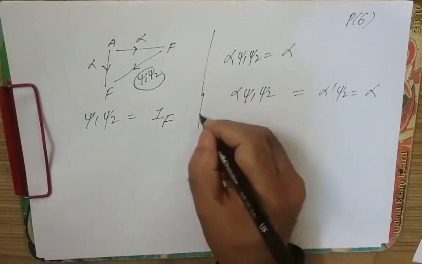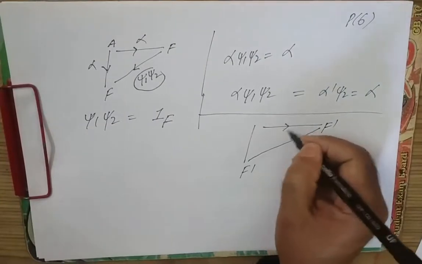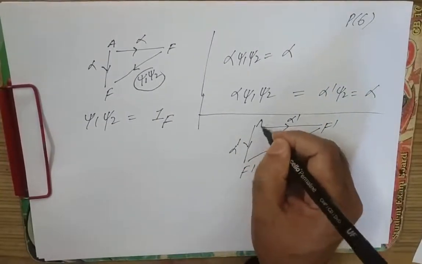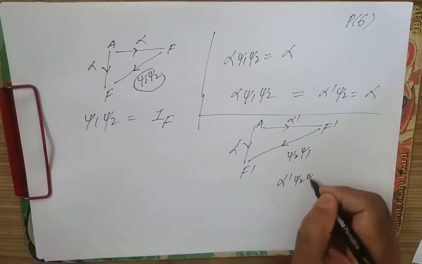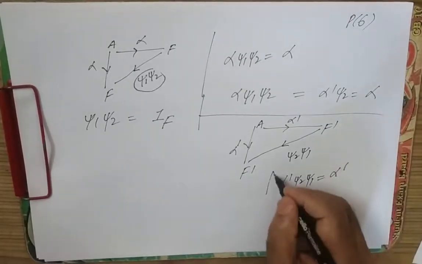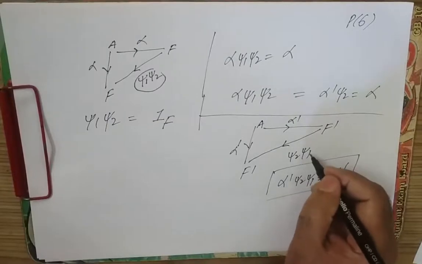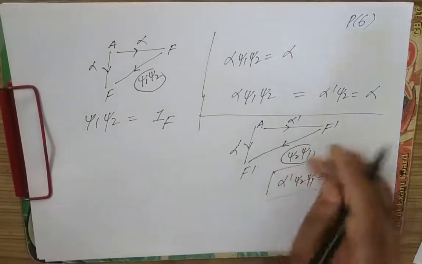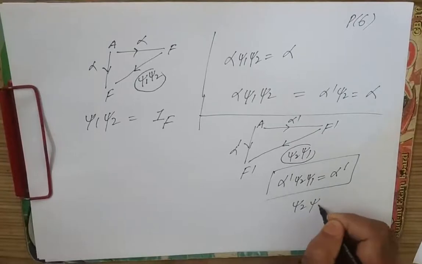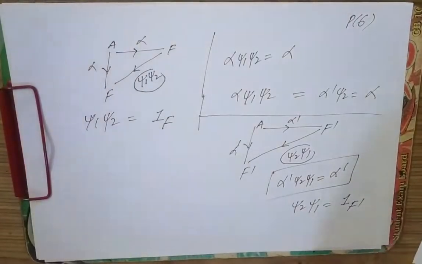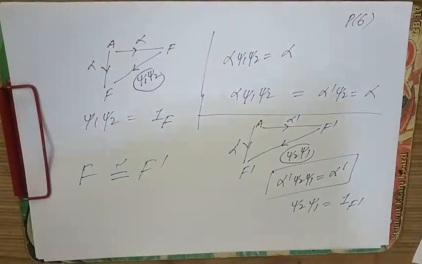Okay, and next we have one more diagram. This is F dash, and this is alpha dash, and this one is A here, and this is psi 2 psi 1. You can see alpha dash psi 2 psi 1 is equal to alpha dash. This is commutative. But F dash is a free semigroup, so psi 2 psi 1 is the unique morphism making this diagram commute, but the identity map on F dash always makes the diagram commute. Therefore psi 2 psi 1 is equal to the identity on F dash. So this means F is isomorphic to F dash.